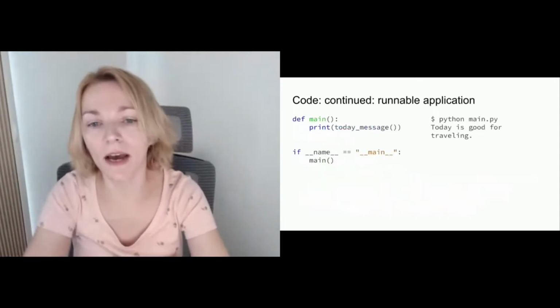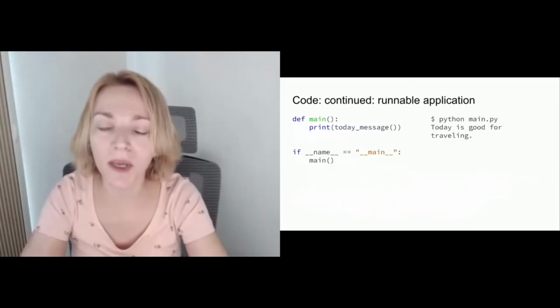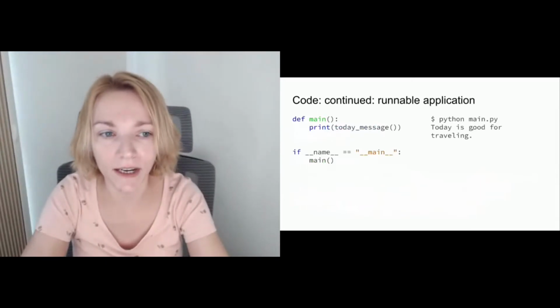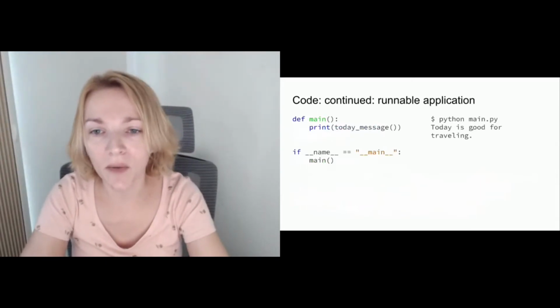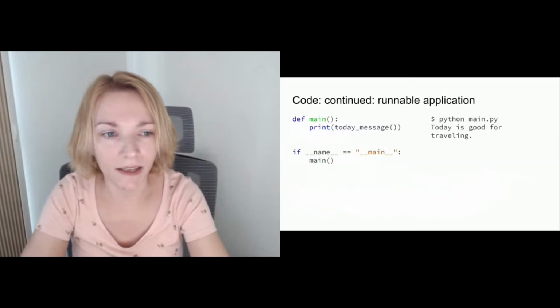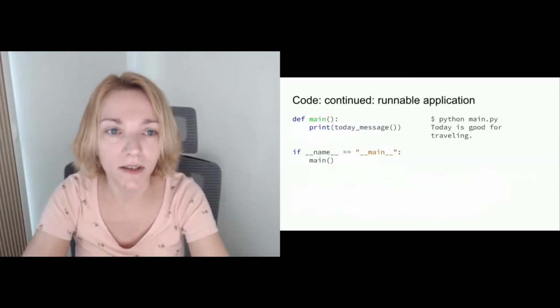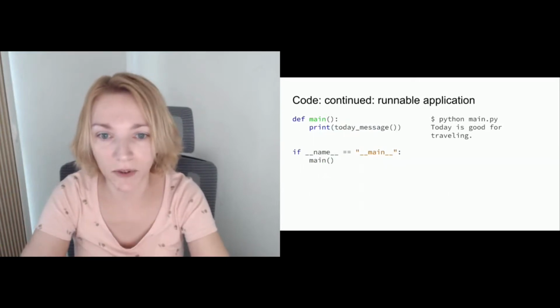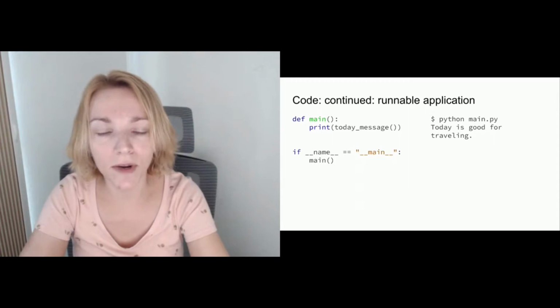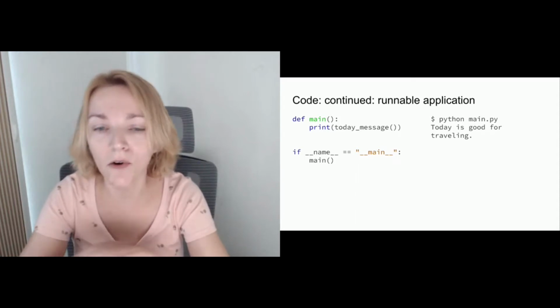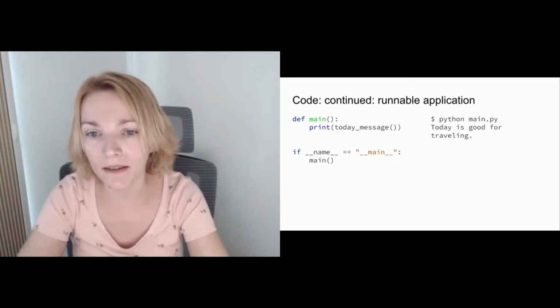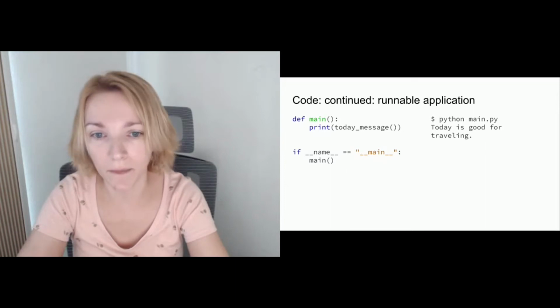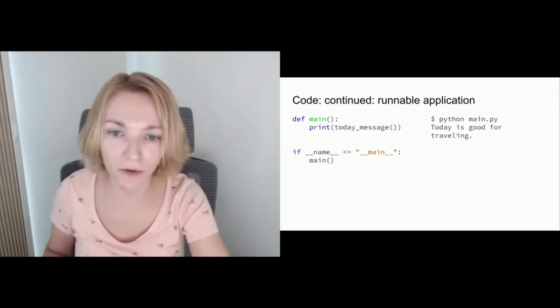Okay, so now I have this function. The function can be imported by other packages already, but I'm going to develop a runnable application here, and that's why I also need a main function, which is actually going to call my today_message and print the output. And on the right of my screen here, this is how you run it right now: python main.py. So you call the Python interpreter, and as an argument, you provide the script name. It tells me today is good for traveling.